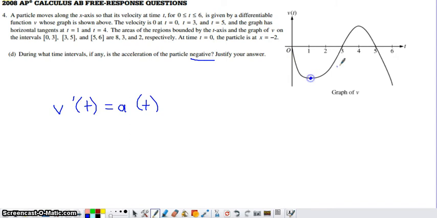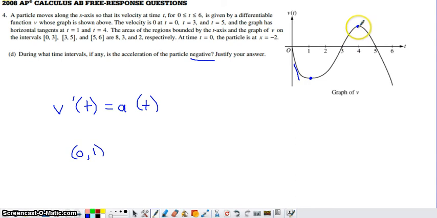We were told in the problem statement that we have a horizontal tangent at 1 and a horizontal tangent at 4. If you look at tangent lines on this piece of the graph, all of those slopes are going to be negative. So we do have a negative acceleration on the interval from 0 to 1. We don't have a negative acceleration from 1 to 4 because all the tangent lines on this piece of the graph would be positively sloped.